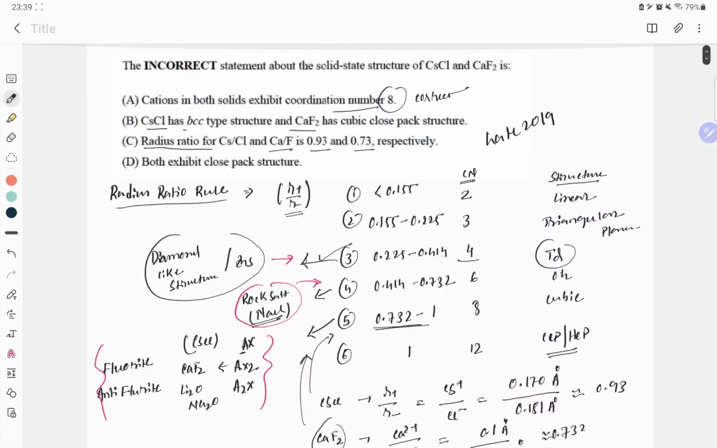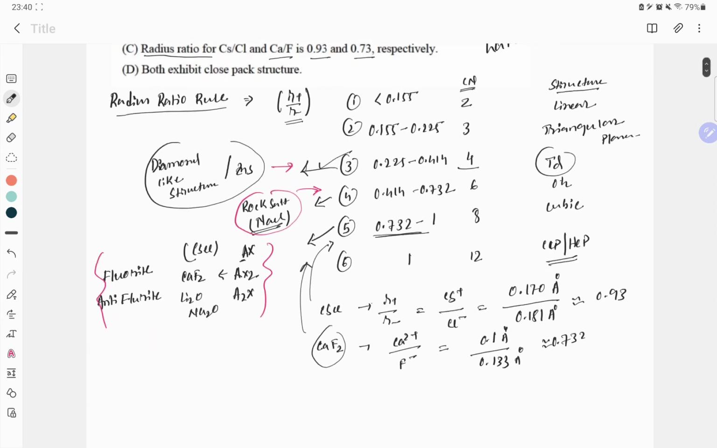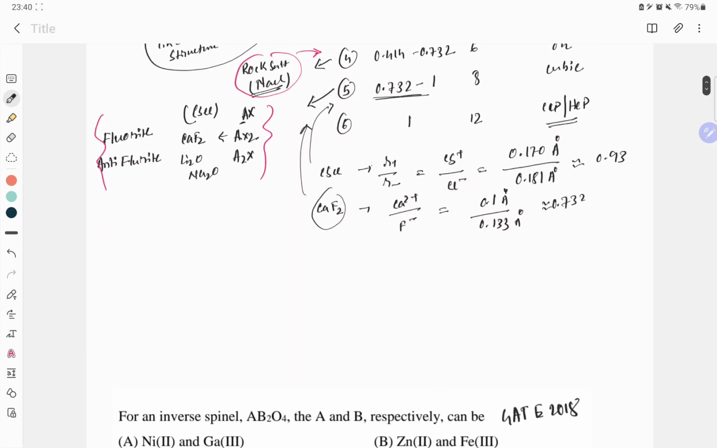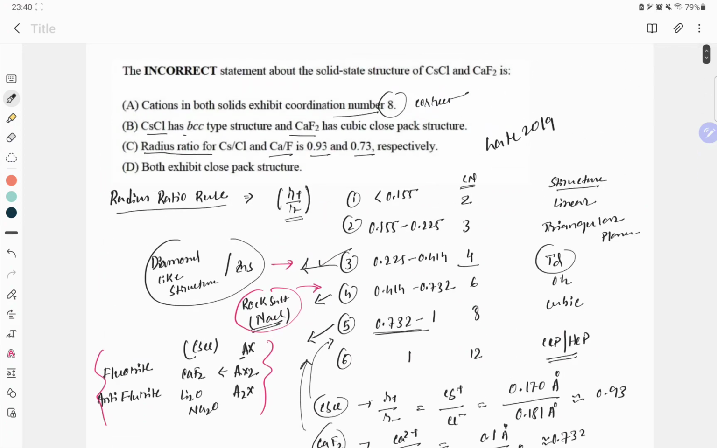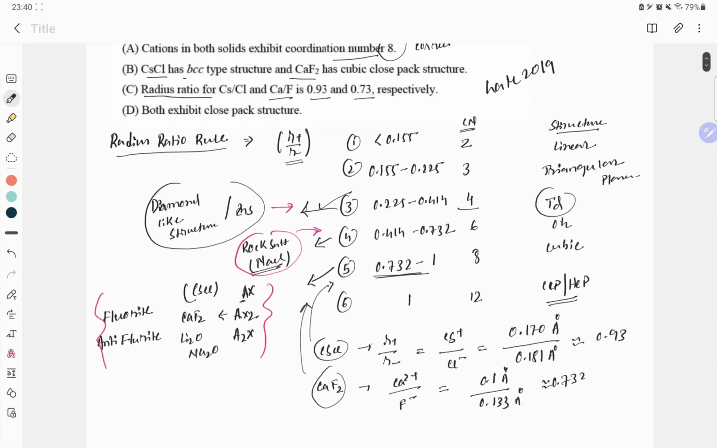Now the structure: CsCl is a BCC type structure and CaF2 is a close packing structure. Actually, as a basic way we all call CsCl a BCC type structure. BCC means body centered cubic lattice.